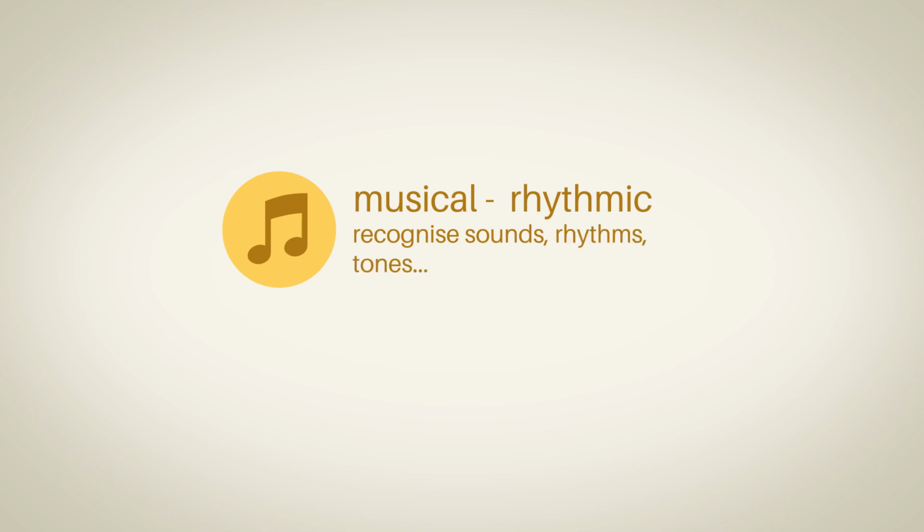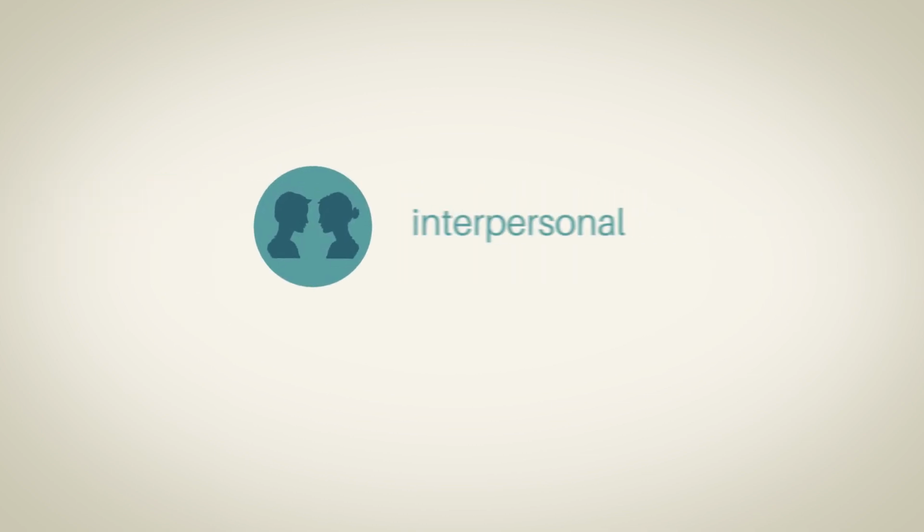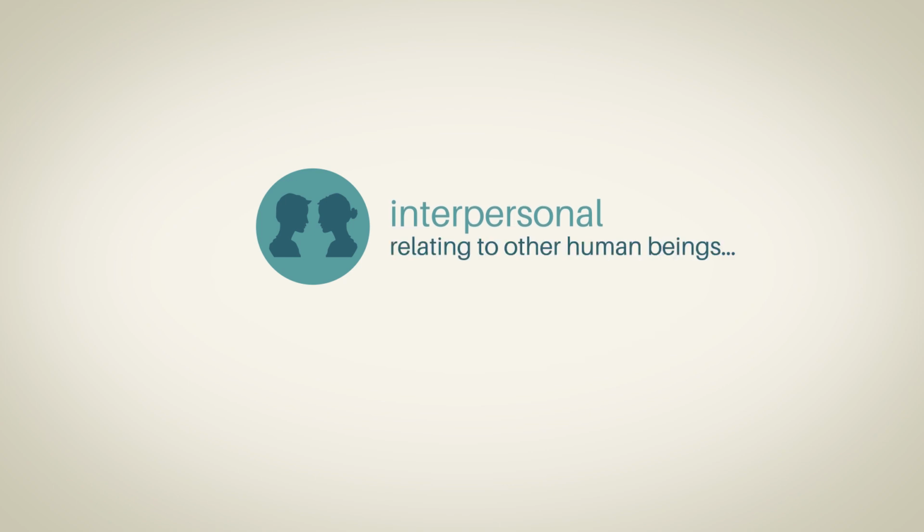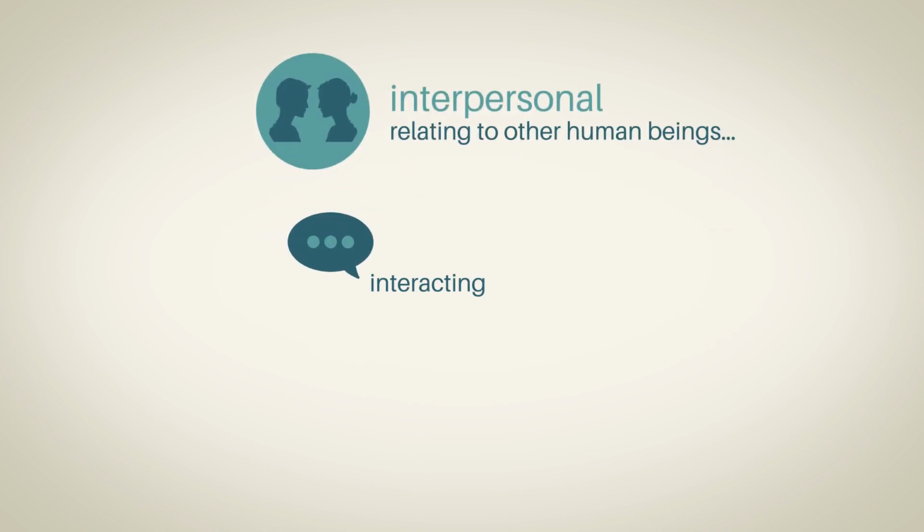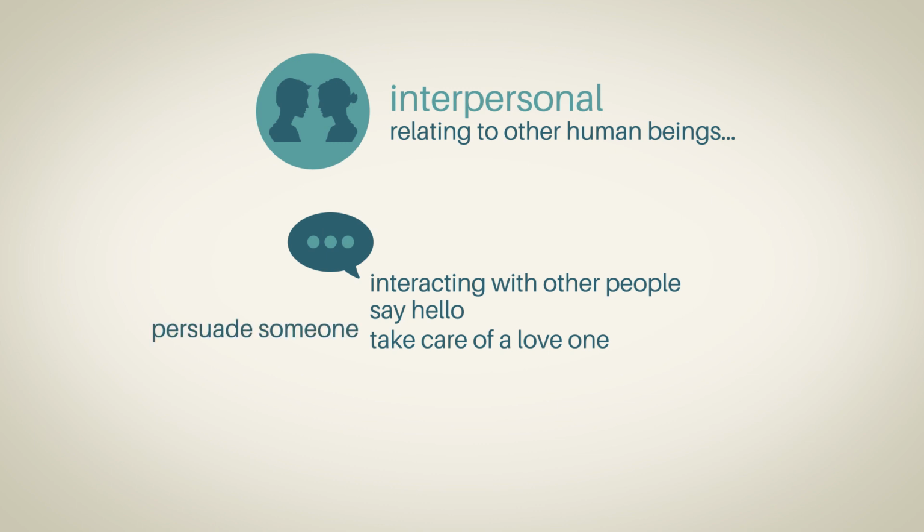And then there are two intelligences that work very closely together. Interpersonal intelligence, which is about relating to other human beings by sensing their emotions and thoughts and motives. You use this whenever you're interacting with other people, when you say hello, when you take care of a loved one, when you're trying to negotiate or persuade someone, for example.